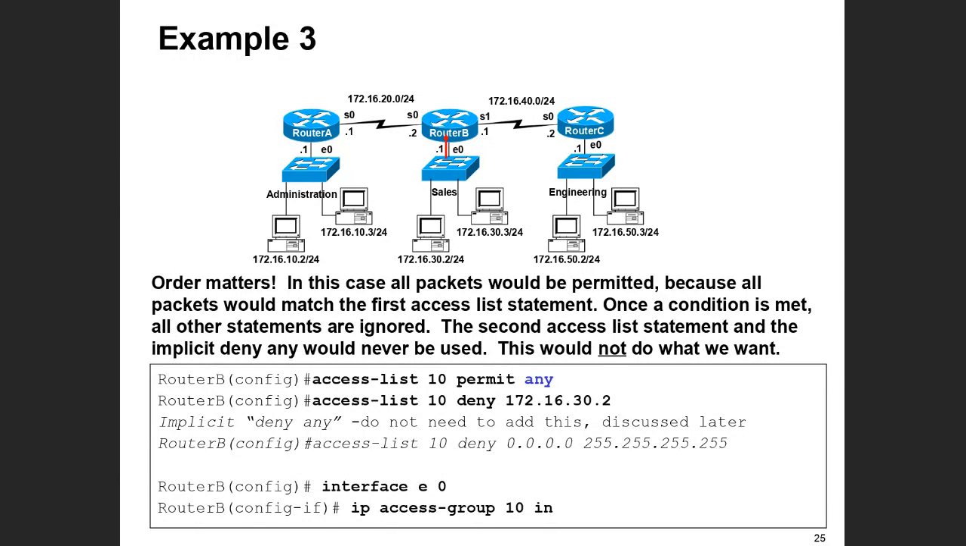What if I had put it in the wrong order? Well, let's see now. Now the number one statement is the permit anything, including the boss's nephew. He's 30.2. Well, the permit any matches him. Everybody gets to leave the network. The second statement is never checked because everybody matches the first statement. That's not what we wanted to do. So the order of the condition statements that you put in an access control list is important. You can either make it work or you can make it not work at all.